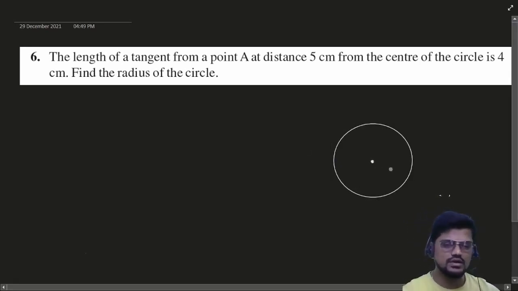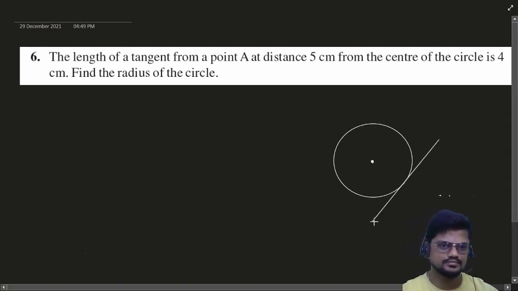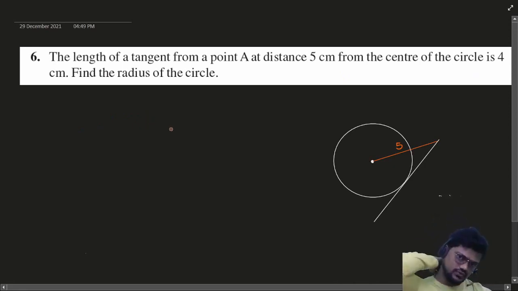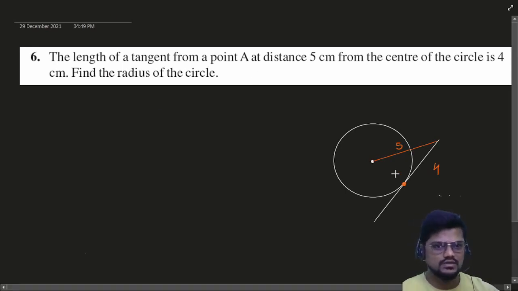If this is the center of the circle, at a distance of 5 cm from the center, that means if I draw a tangent over here, this distance is 5. The length of the tangent from the point is 4 cm. So find the radius of the circle. What would be the radius of the circle?